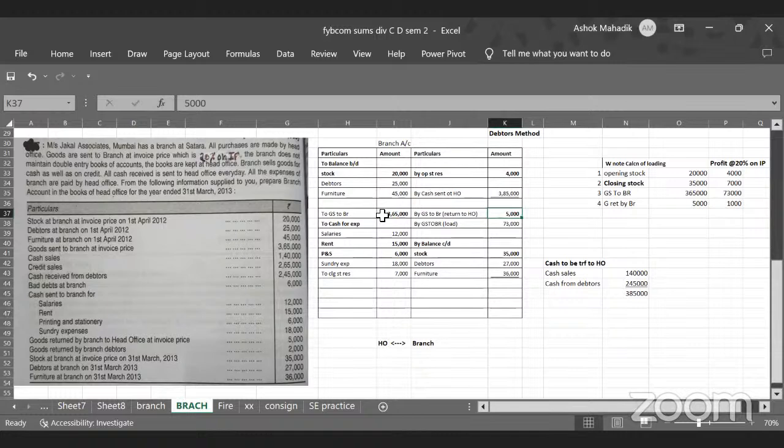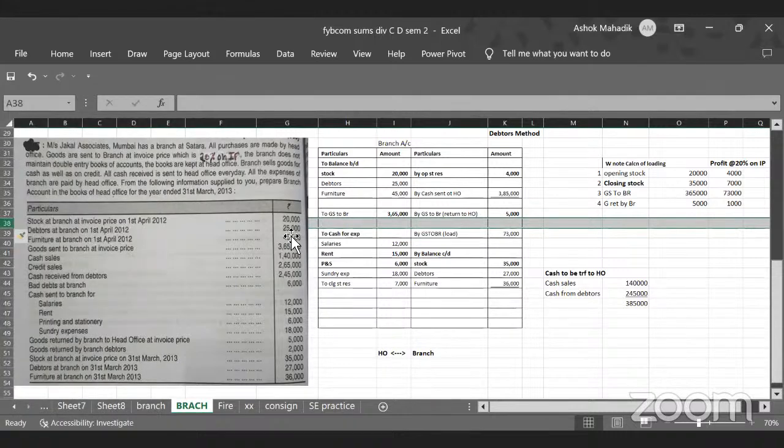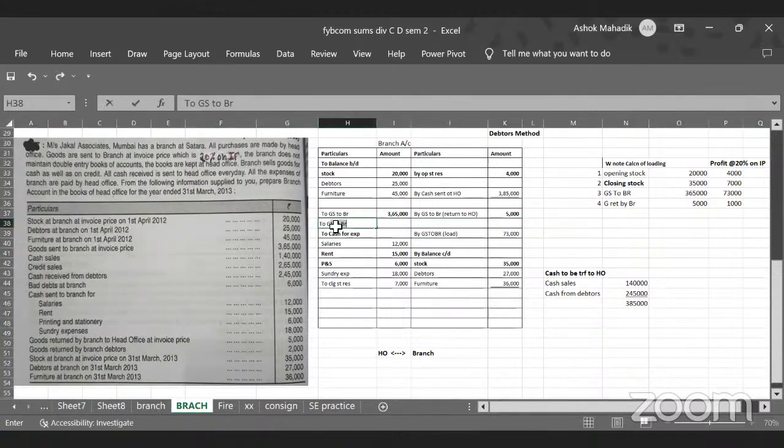So again, we have to reverse the loading on the opposite side. So I'll do it over here. So goods return, because you'll get confused otherwise. Goods return loading. Okay. So on 5,000, what was the loading? 1,000. Right, 1,000. That's it. We are done with this.